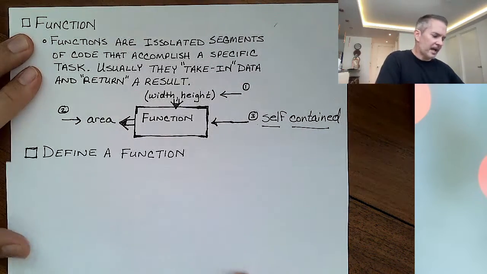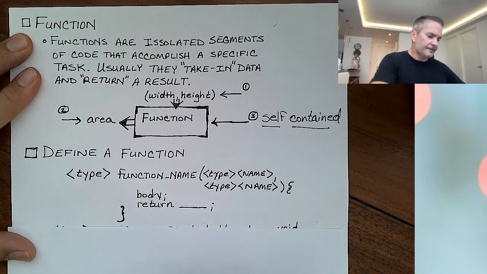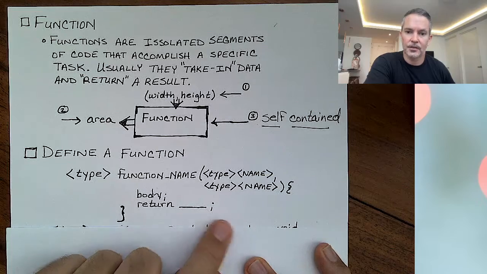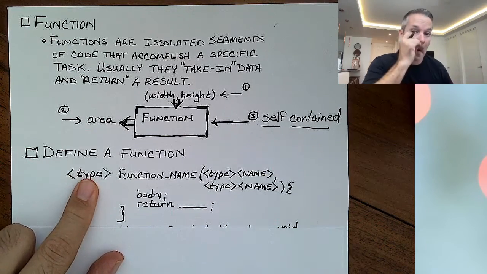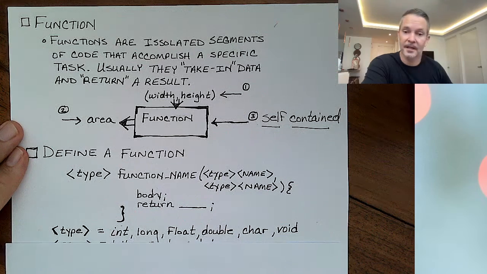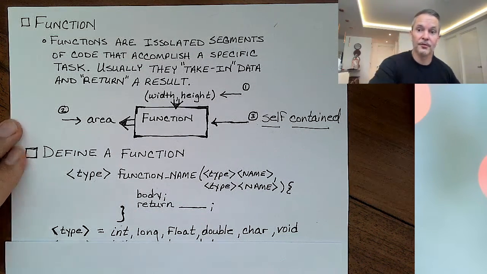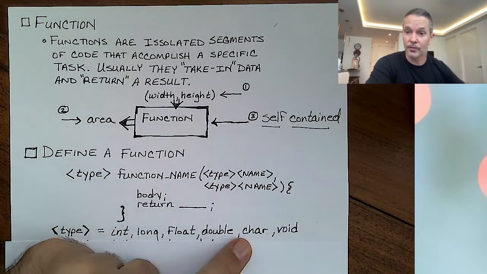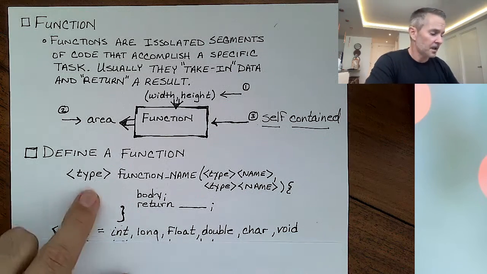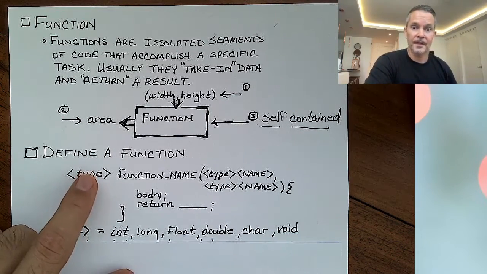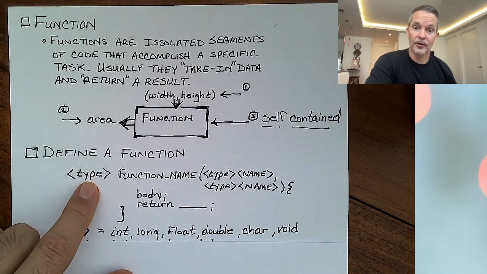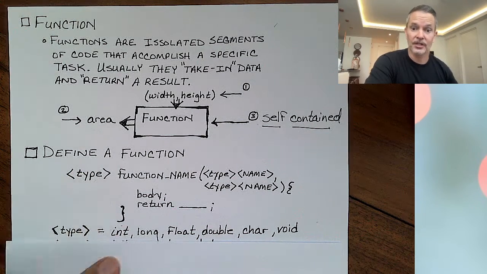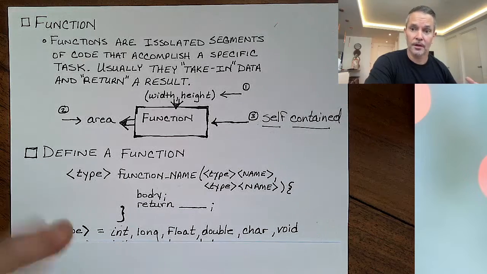Let's continue and look at how we actually define a function. A function gets defined like so. We start with a type. What I mean by a type is one of our keywords for variable types: int, long, float, double, char, and also a special type called void we'll talk about as well. So we write a type here. We're saying this function is going to return a value of that type, and depending on whatever we write here, it'll return an integer, a long, a float, a double, or a char.